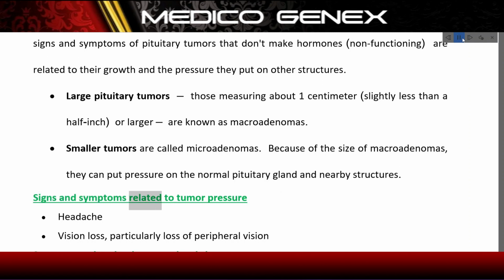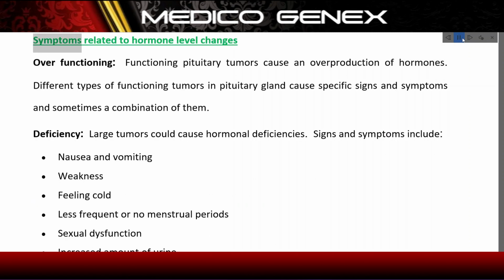Signs and symptoms related to tumor pressure: headache, vision loss, particularly loss of peripheral vision. Symptoms related to hormone level changes. Overfunctioning: functioning pituitary tumors cause an overproduction of hormones. Different types of functioning tumors in the pituitary gland cause specific signs and symptoms and sometimes a combination of them.